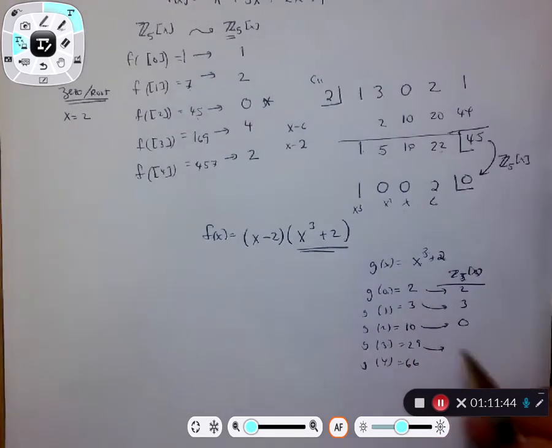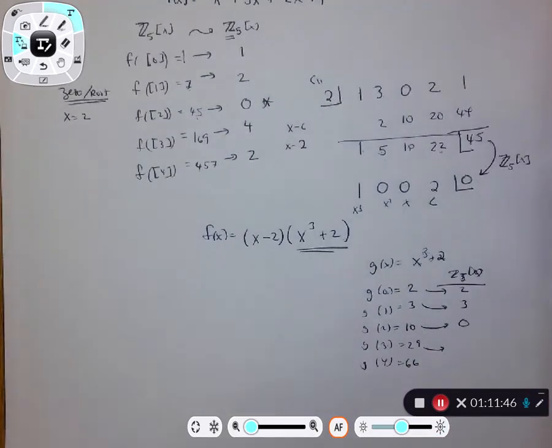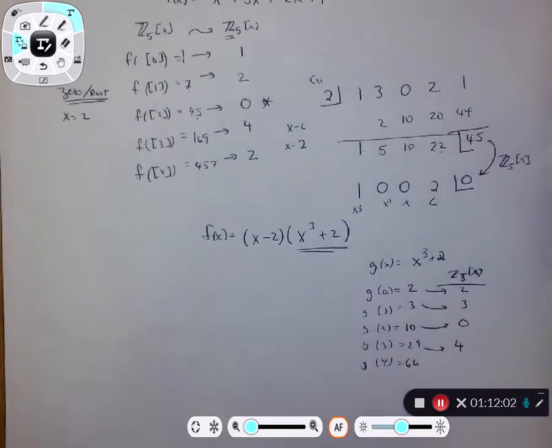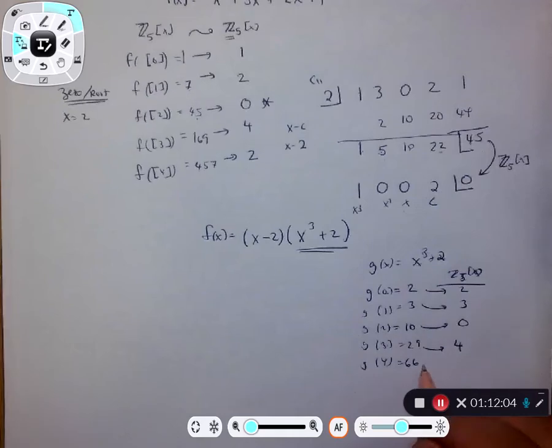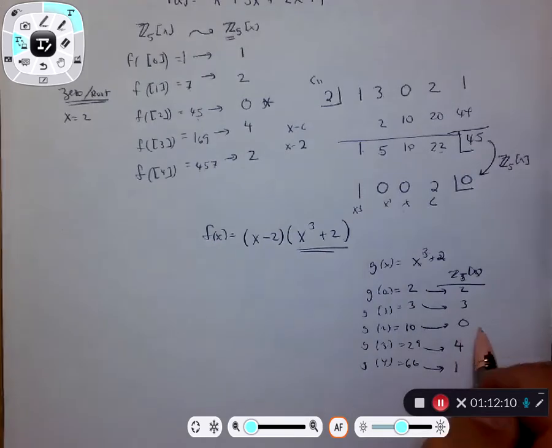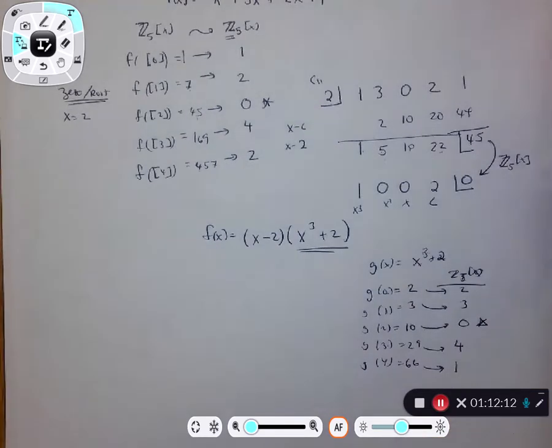29, keep subtracting by 5s if you want to, or just divide by 5 and it's the remainder. Well, 25 goes into 29 5 times with 4 left over, so 29 is equivalent to 4, and 66 would be equivalent to 1 because 5 goes into 65 with 1 left over. But notice, boom, boom, boom, boom, I got another 0.